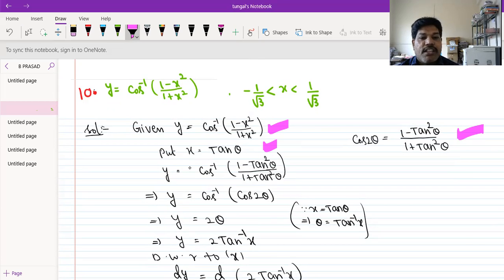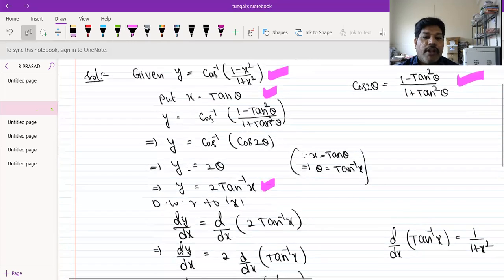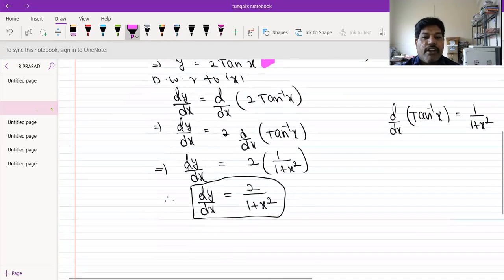What is the theta value, students? Theta is tan inverse x, because x is tan theta. So y is equal to 2 tan inverse x. Differentiate with respect to x: dy by dx is equal to 2 into the derivative of tan inverse x. The derivative of tan inverse x is 1 by 1 plus x square, so you get 2 by 1 plus x square. Do you understand, students? See that one and practice the question.